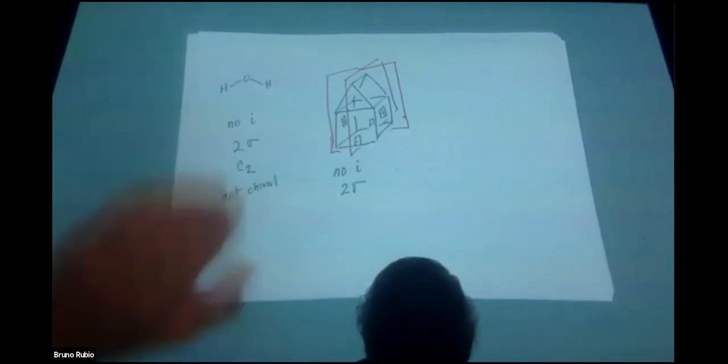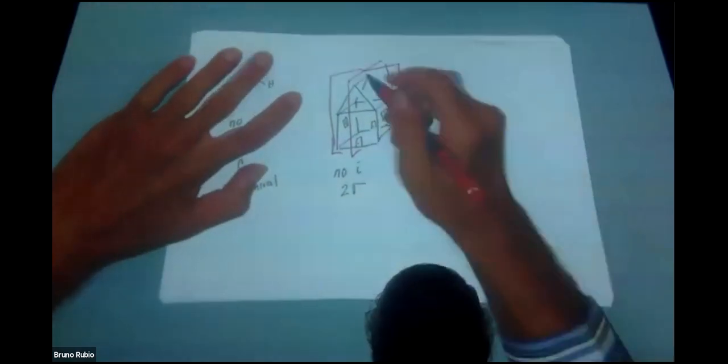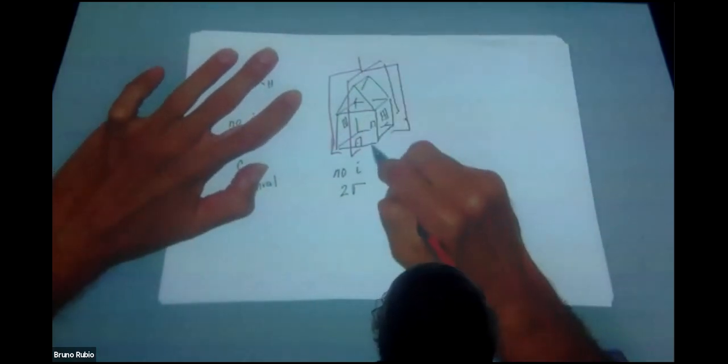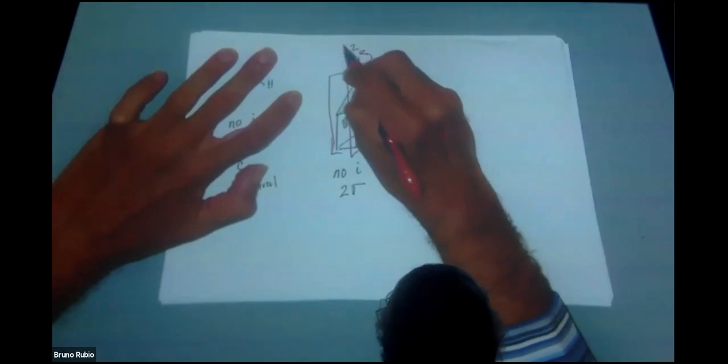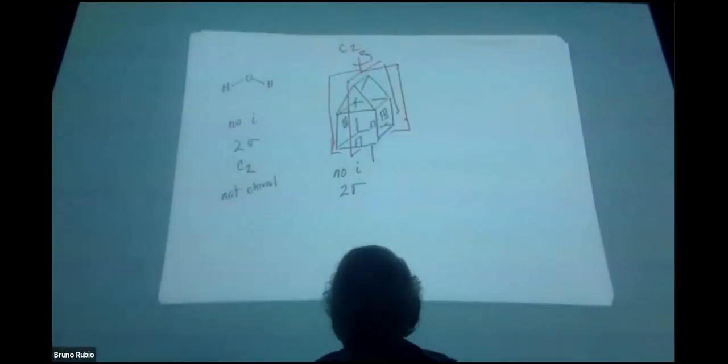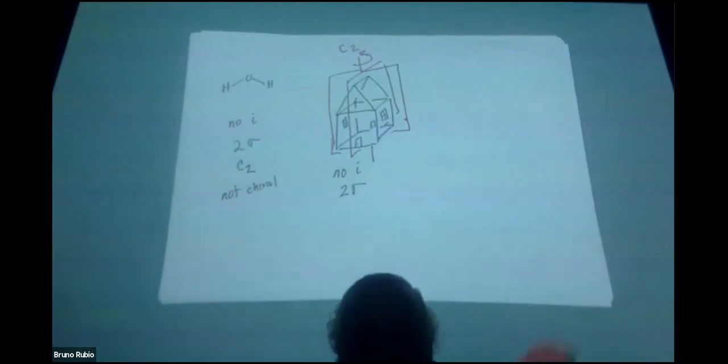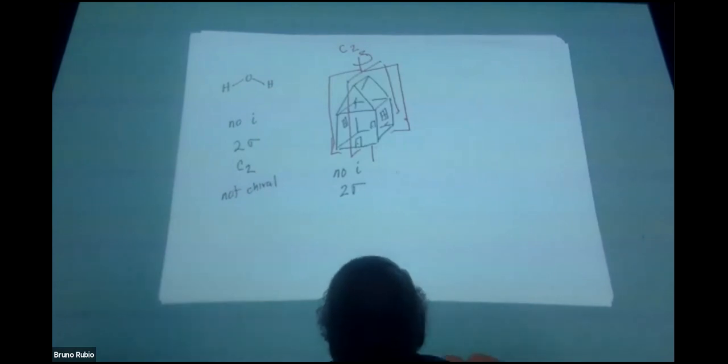Okay, I think it's going to have one C2 axis. Whoa. It's going to have one C2 axis that maybe cuts in the roof and exits the floor. And so a 180-degree rotation results in the same before and after picture. So housane has a C2 axis of symmetry.